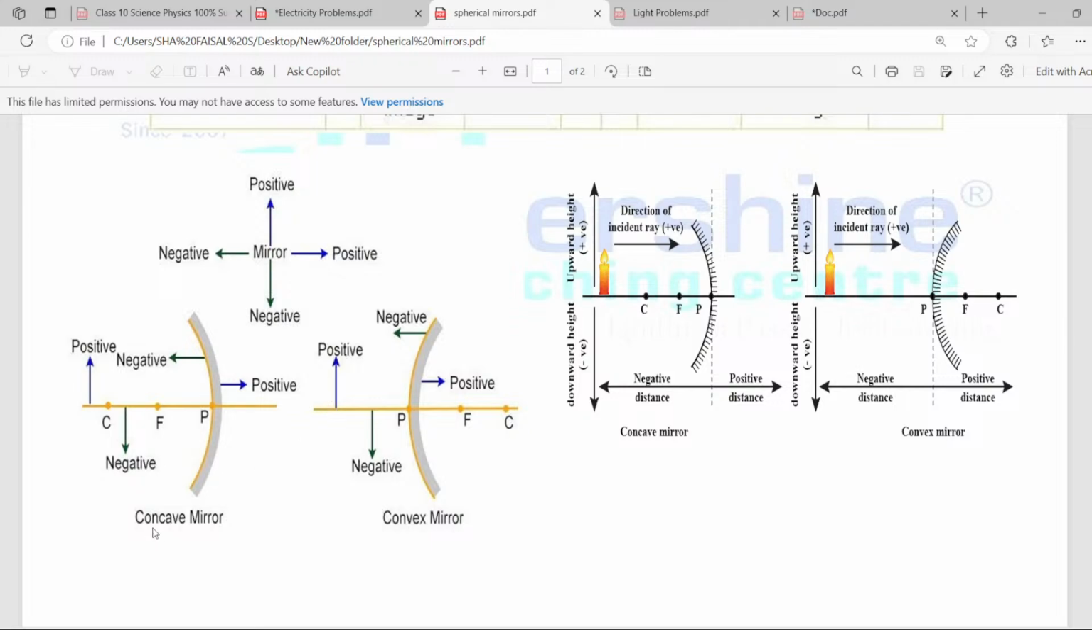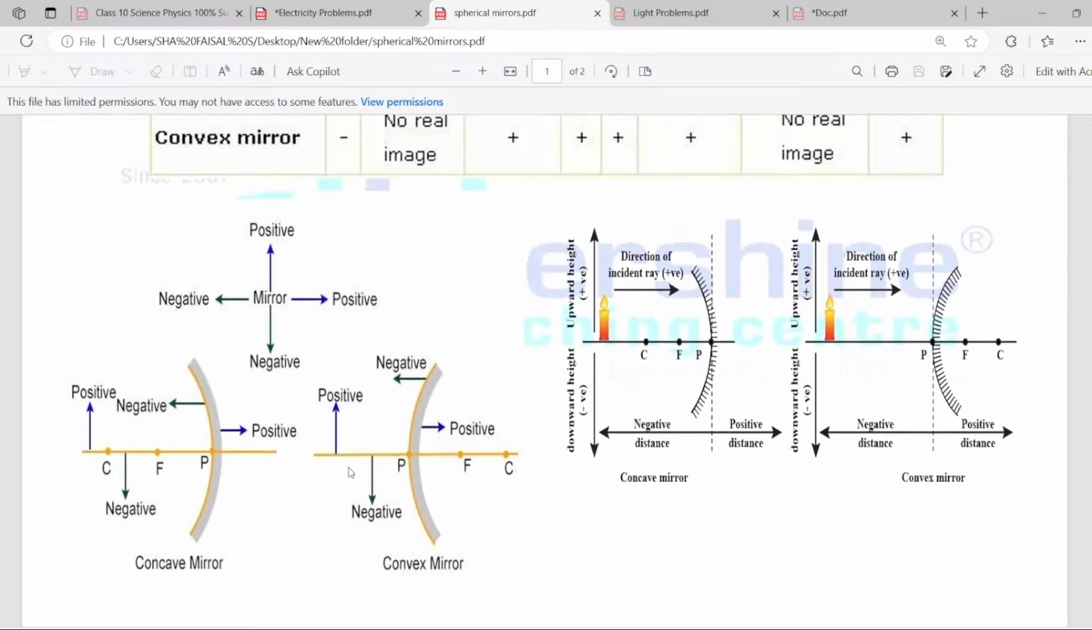Yeah. So this is a concave mirror and this is a convex mirror. In a concave mirror, you can see the outside part is polished and the inside part is the reflecting surface. In a convex mirror, the outside part is the reflecting surface and the inside part is polished.